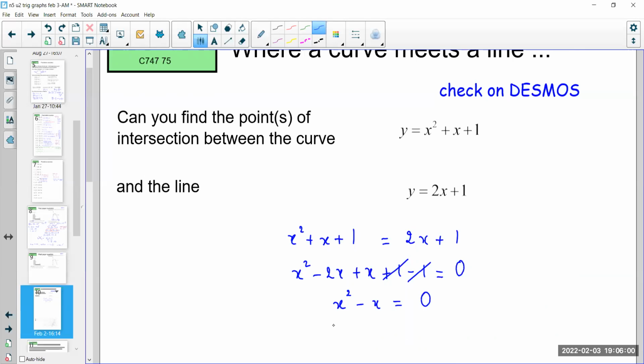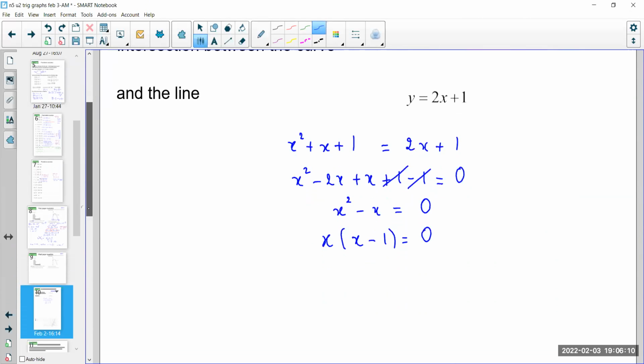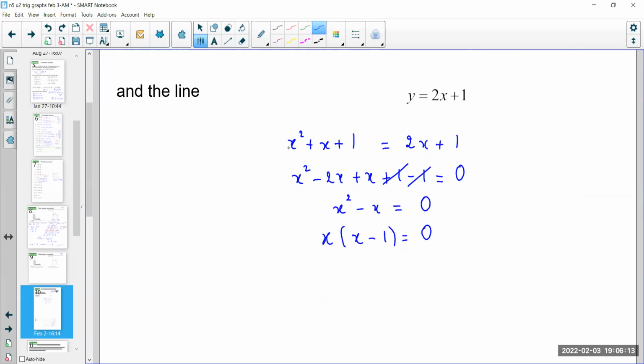Hopefully you would have seen that you've got to factorize that as x times x minus 1 equals 0. And because we've got a quadratic with the number 2, I need to give two answers. First answer, x equals 0. The other answer, x minus 1 equals 0. Add 1 both sides, x equals 1.